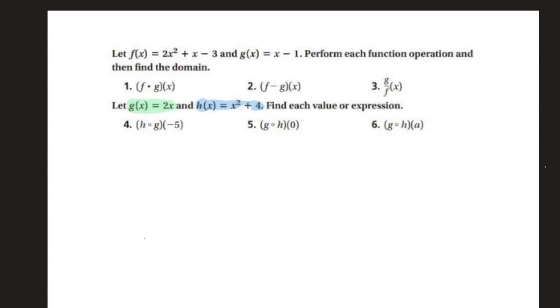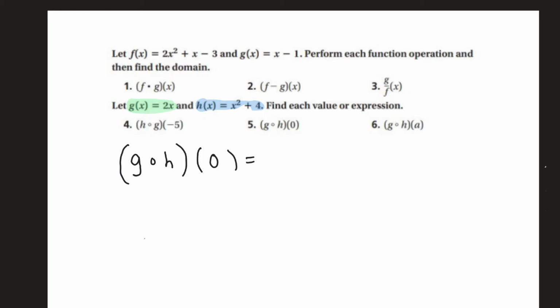We will do number 5. So number 5 is written like this. We have g, and then we have a circle, h. All this is saying is you are going to input h, function h, into g. In this case, we're going to pass a value which is 0. We're going to input a value which is 0.